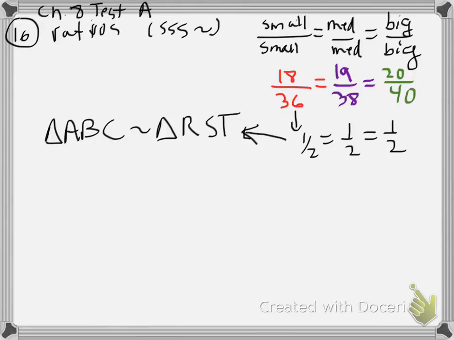You can try the other one. Numbers will not be quite as nice, and one of them fails. 2 of them work, and one of the sides fails. So there's your answers for number 16.